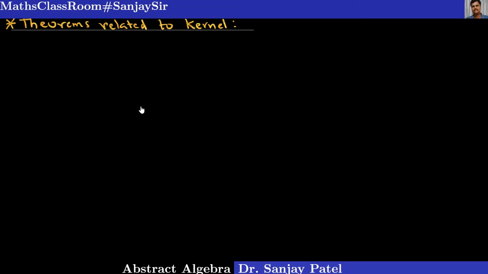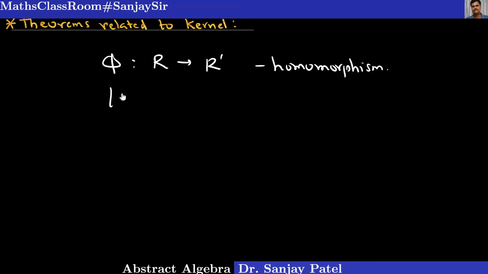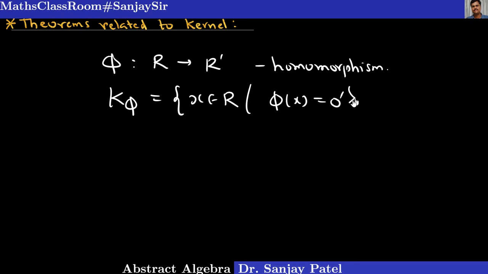In this video, we are going to learn some important results about kernel of homomorphism. Let us recall the meaning of kernel of homomorphism. If phi is a homomorphism from ring R to R dash, then the kernel of phi is denoted by the symbol K phi and is defined as the set of all x belongs to R such that phi of x is equal to 0 dash. And we also learned how to find kernel of a given homomorphism in our previous lecture.